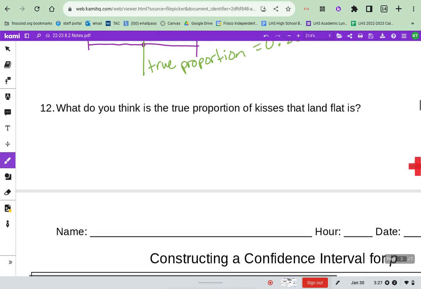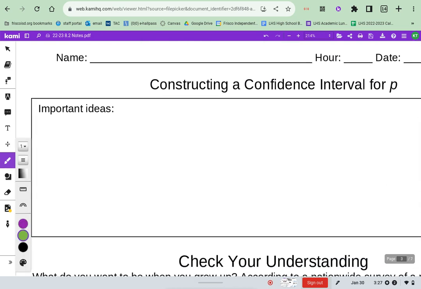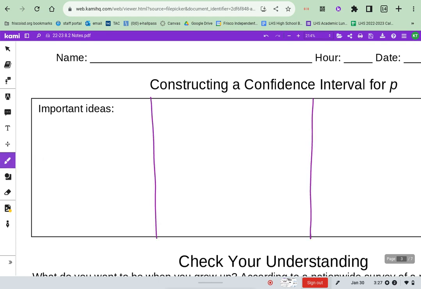Okay, so let's sum it all up. So, important ideas. I'm going to do 3 different sections of important ideas in case you're deciding how to split up your box there. So, important ideas. Number 1 is all your conditions. So, 3 conditions every single time.